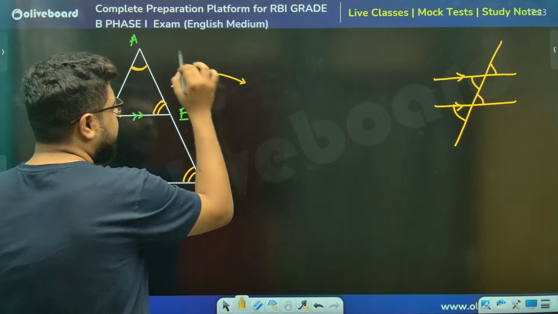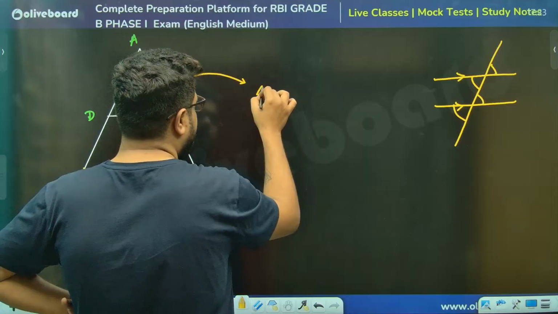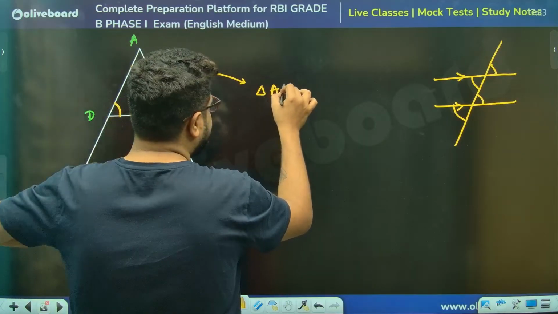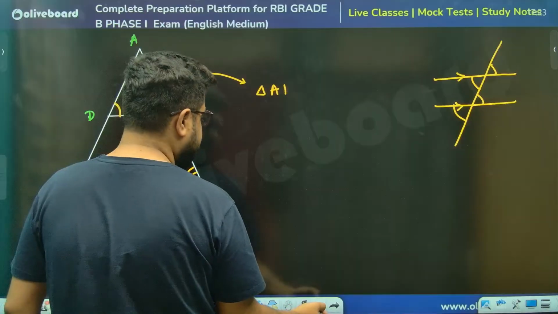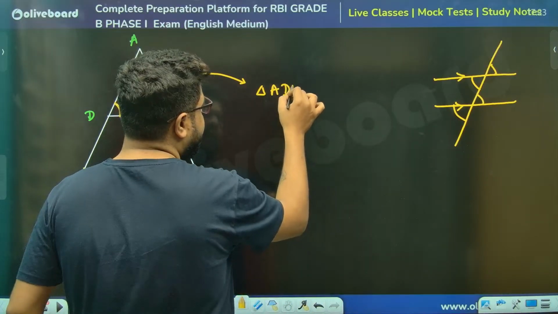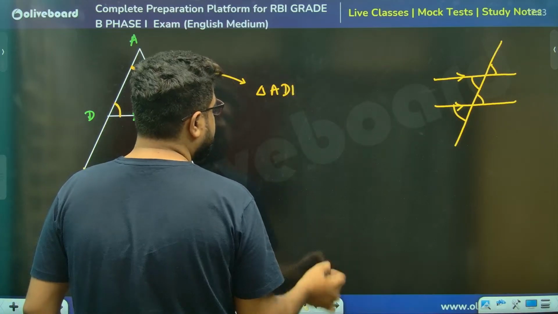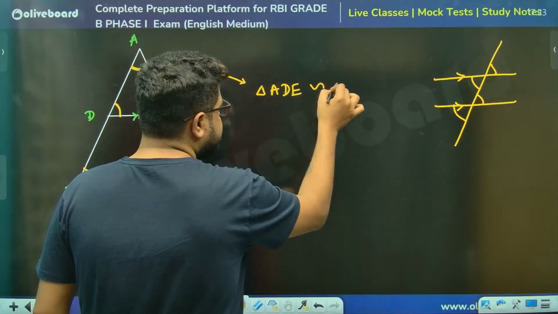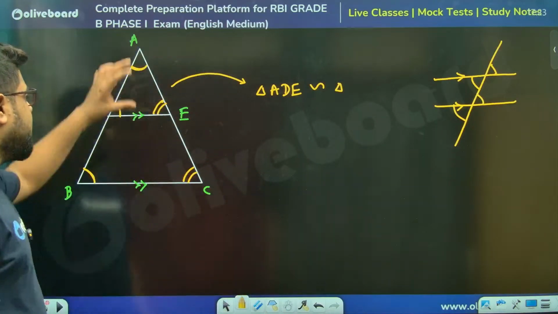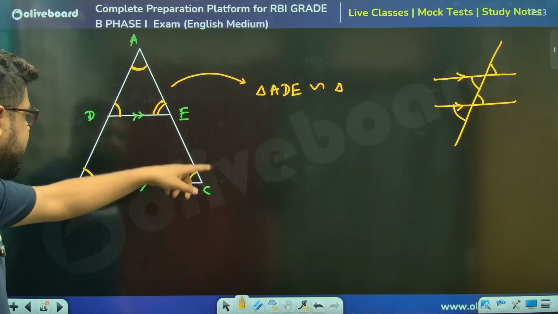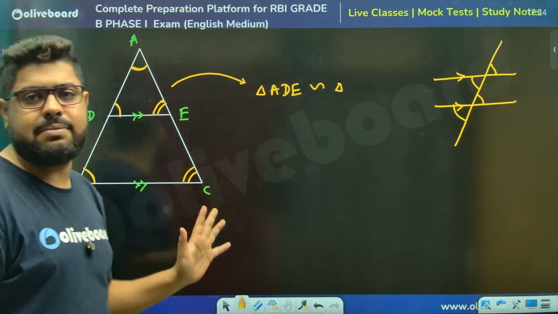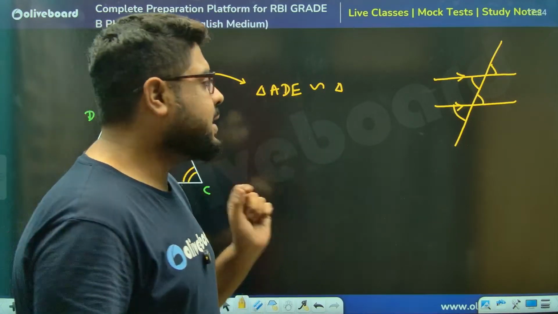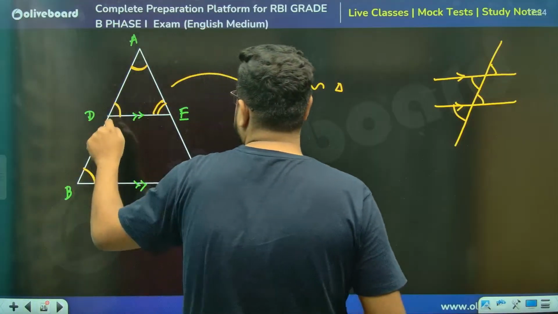So, if I take those two triangles, you write down the first one, ABC, or rather, let's take the smaller one first, ADE. The smaller triangle is similar to the bigger triangle, sir, because angles are equal. The condition for similarity is covered.